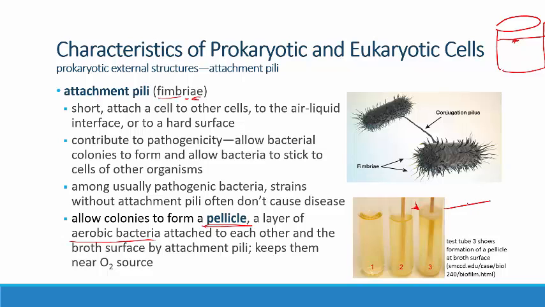So we're seeing here in test tube number 3, there's a pellicle that has formed at the broth surface. And so that's an example of that. So one bacteria would use its attachment pili to attach there at the air-liquid interface. And then as it grows and divides, the bacteria continue to attach to each other and attach to more of that air-liquid interface, forming a pellicle.